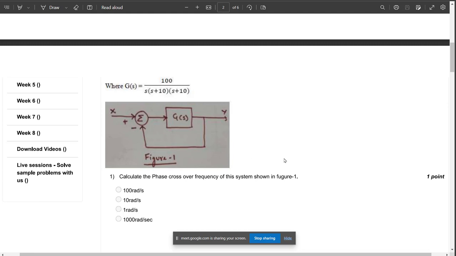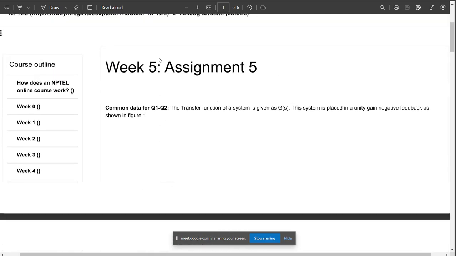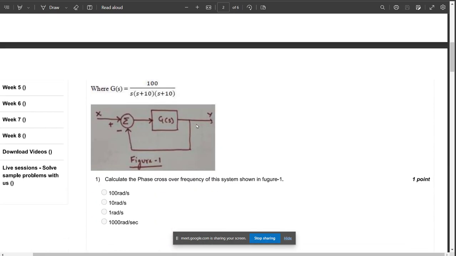So this is the system given to us. For questions 1 and 2, there is some common data. The transfer function of the system is given as G(s). The system is placed in a unity gain negative feedback as shown in figure 1. The gain of the system is 100 upon s into (s plus 10) into (s plus 10), and it has a negative feedback of unity.